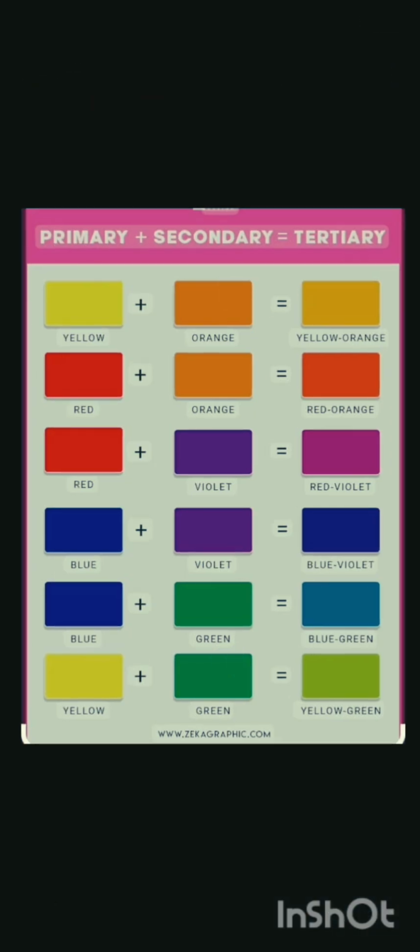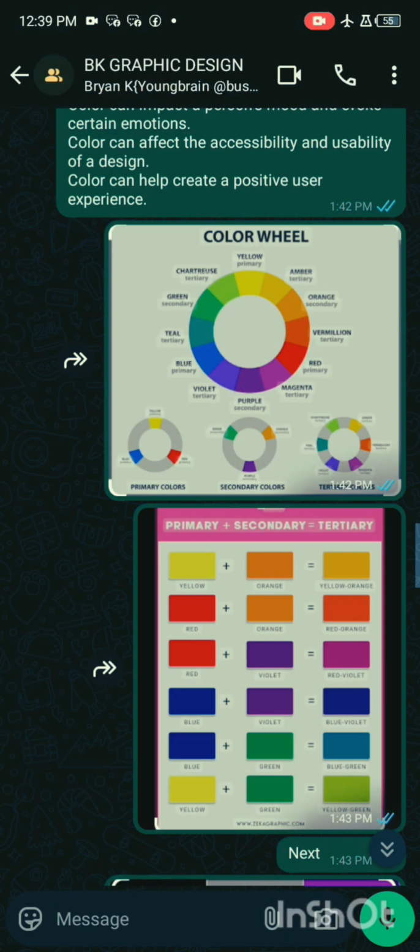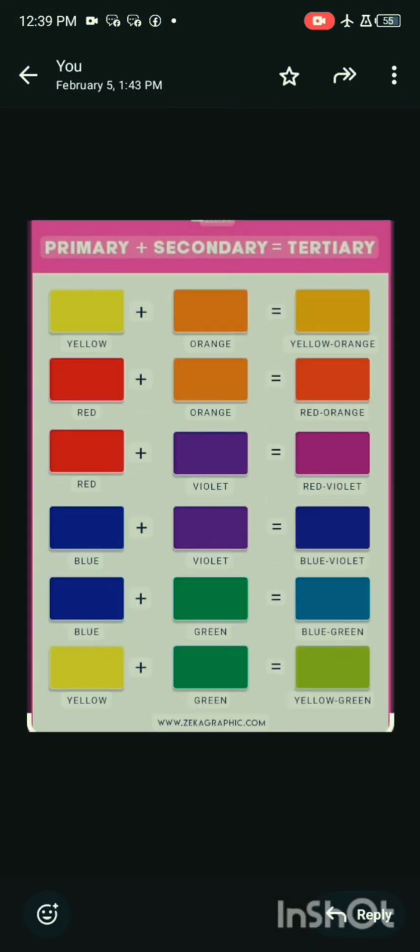How do we get the primary colors, and what are the different types of primary colors? Here are the primary colors, secondary colors, and tertiary colors. Now, like what we saw, the primary colors are simply the yellow, the red, and the blue, and that's all. So these are them.